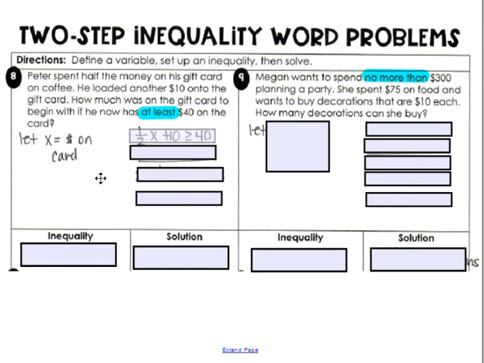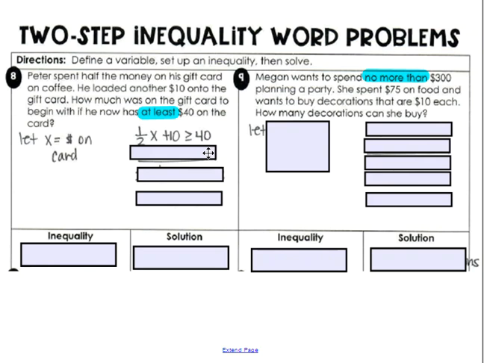Now, if we were to write this one out, he spent half of it on coffee. Okay, so 1/2 times what was on the gift card. If there was 100 bucks, well, he only spent 50 on that. If there was 20 bucks, he spent 10 on coffee. So this can be any amount, but half of what was on the gift card is how we show it, 1/2 X. Now he loaded another 10 bucks onto it, so we're going to add 10. But how much was on it if he now has at least 40 bucks? We want this to be at least 40. So we're looking at that inequality right there. Okay, 1/2 X plus 10 is greater than or equal to 40.